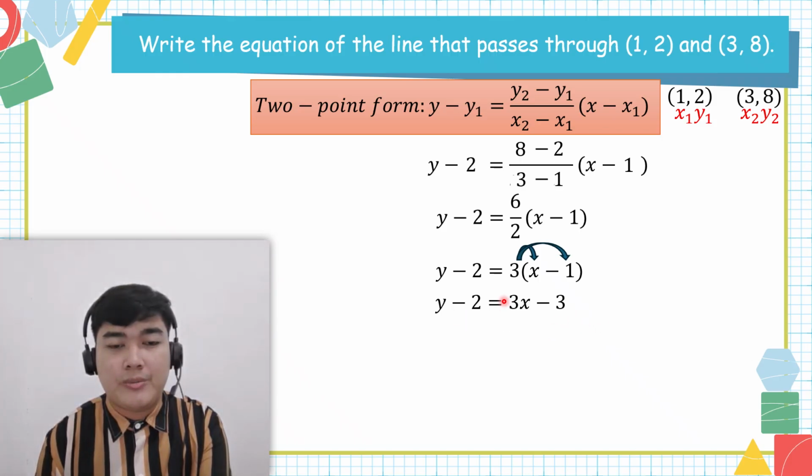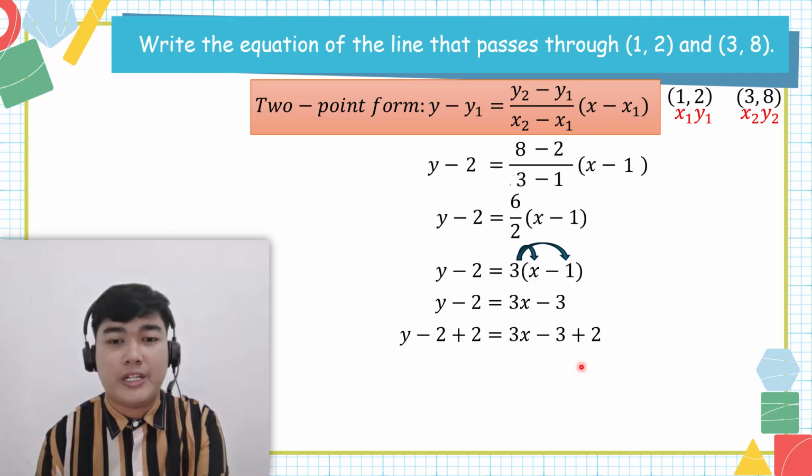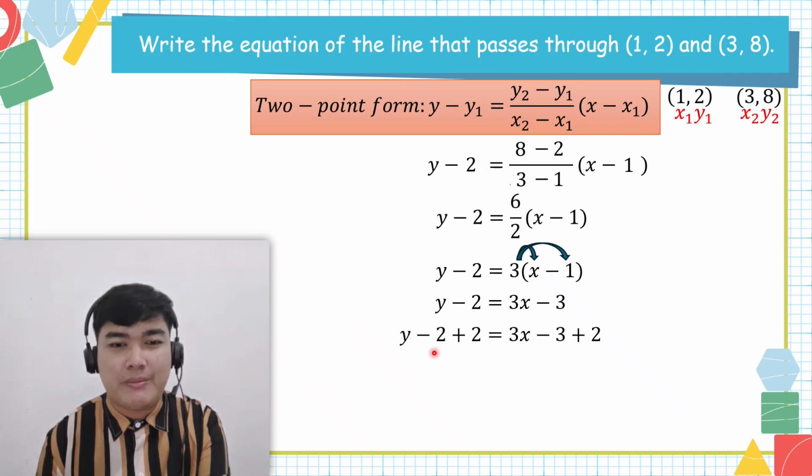So we are going to remove negative 2 on the left side. All we have to do is to think of its additive inverse. The additive inverse of negative 2 is positive 2. We need to add it on the left side as well as on the right side because we have just used APE, or addition property of equality. We have this: y minus 2 plus 2 equals 3x minus 3 plus 2.